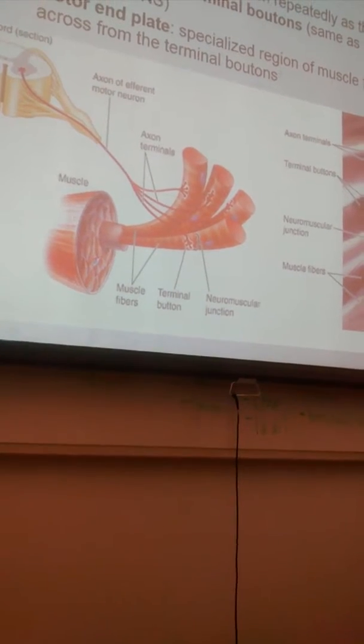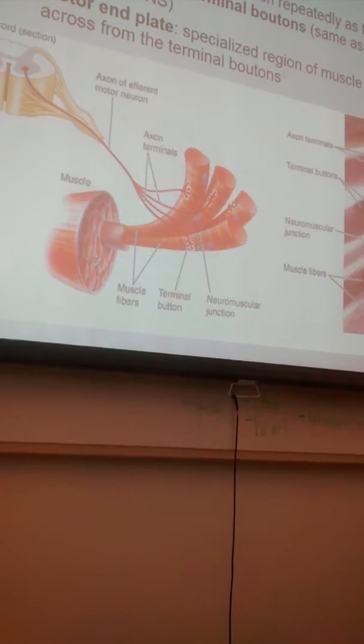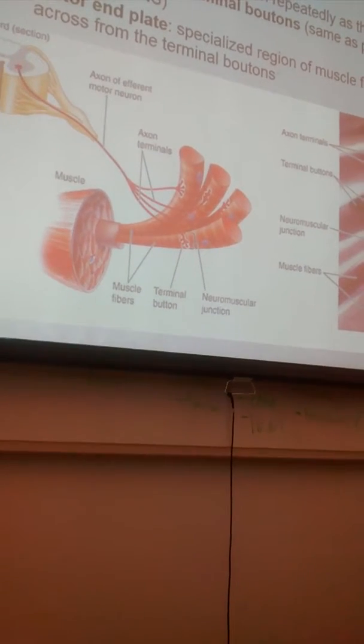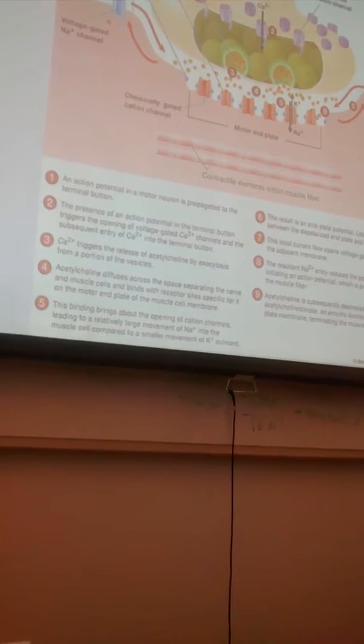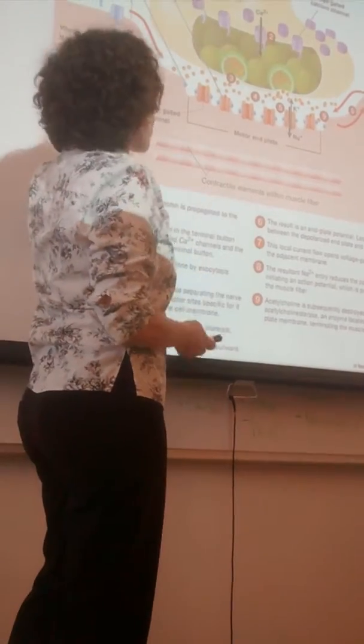So let's walk through the steps that occur at the neuromuscular junction. A lot of this you have seen before, probably in anatomy. But there are 9 steps. We'll just break them down and kind of follow the book. This image is from your textbook. So the first thing is just looking at all the structures involved.